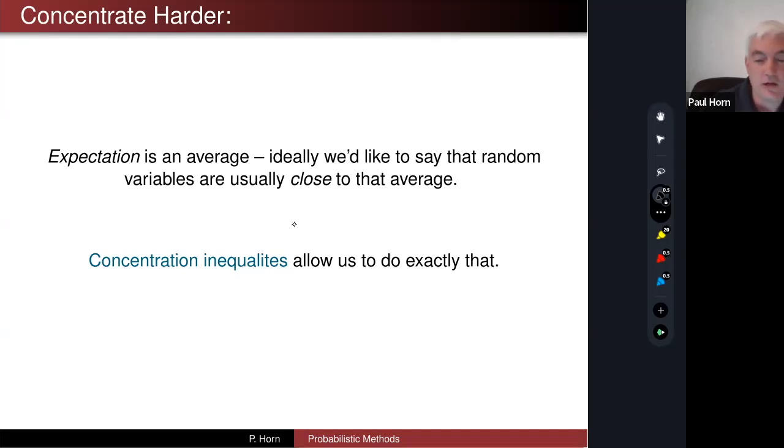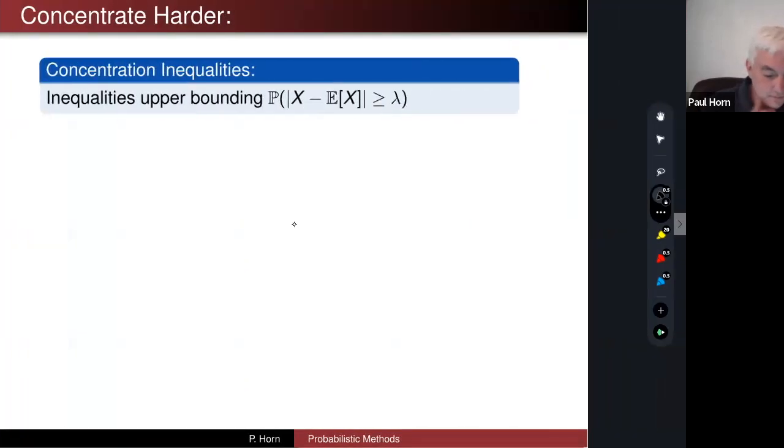And then I can ask for different random variables to be close to the average at the same time. And the way I can do this is through what's known as concentration inequalities. What's a concentration inequality? Well, it's just an inequality that helps me understand how likely it is that my random variable x differs from its expectation by much, by more than lambda. So this is a weighty business. There's a lot going on here.